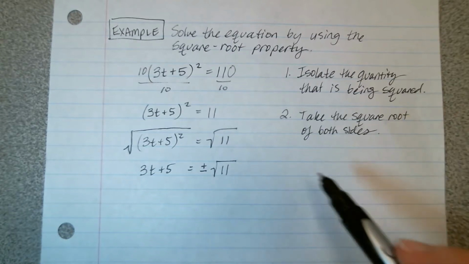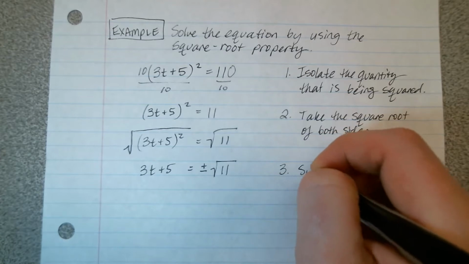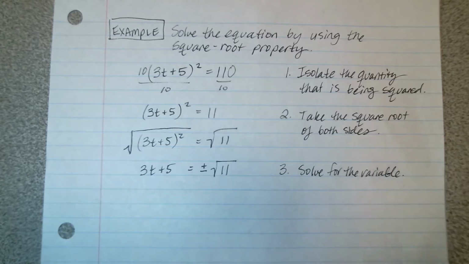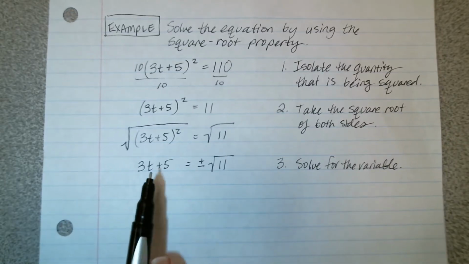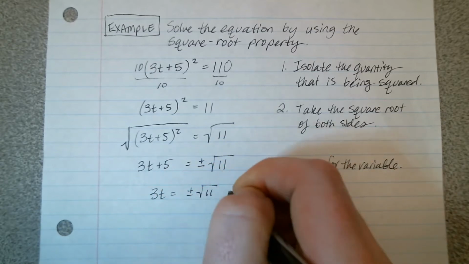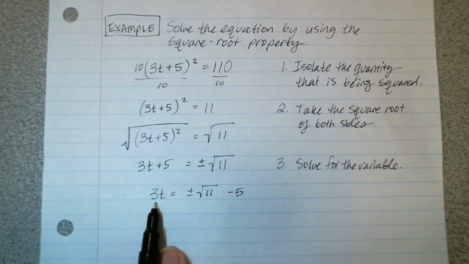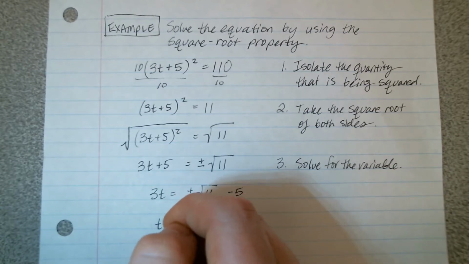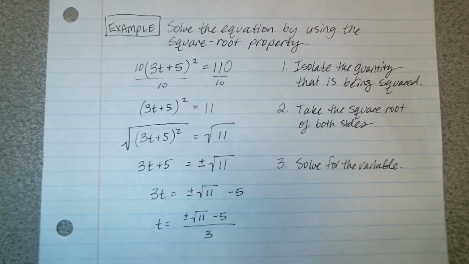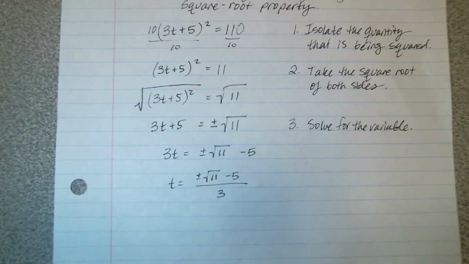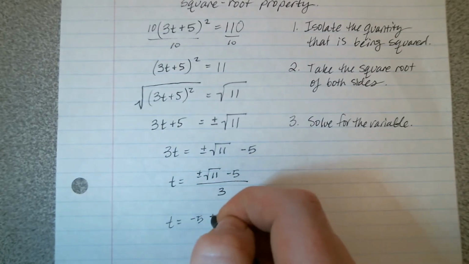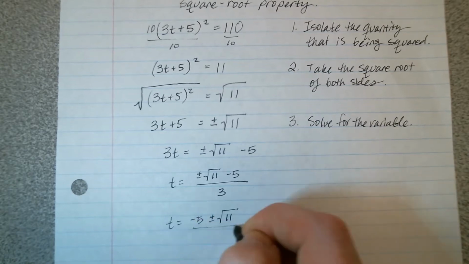Okay, so now what we're going to do is solve for the variable. So 3t + 5, I will subtract 5 from both sides. And divide both sides by 3. And you could write this in the format, it's pretty common to see, that's negative 5 plus or minus the square root of 11 over 3.